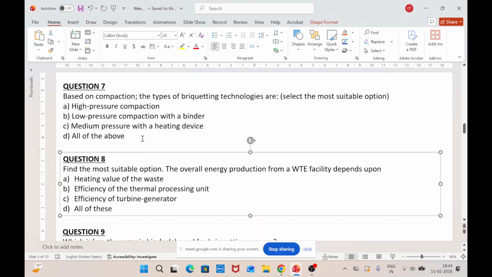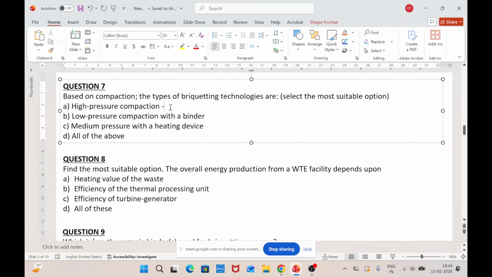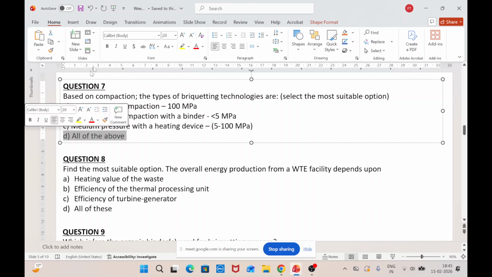Because as I said, in the case of briquetting techniques, based on the pressure, you have high pressure, low pressure, and medium pressure. For high pressure, the range will be approximately 100 megapascals. For low pressure, it would be less than 5 megapascals, and for medium pressure, it will be between 5 and 100 megapascals. So all of the above is the answer.